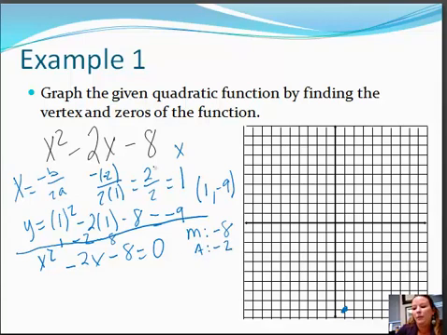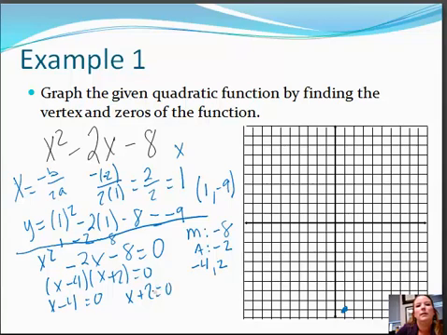So then we're looking for our two numbers that multiply to negative 8 but add to negative 2. So I know that that's going to be negative 4 and 2. Okay, negative 4 plus 2 is negative 2. So I come over here and I write x minus 4, x plus 2 equals 0. I split it up. I say x minus 4 equals 0, x plus 2 equals 0. Then I solve it. So I get x equals 4, x equals negative 2.